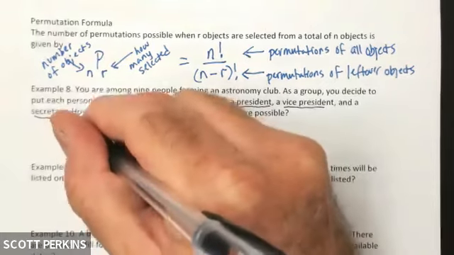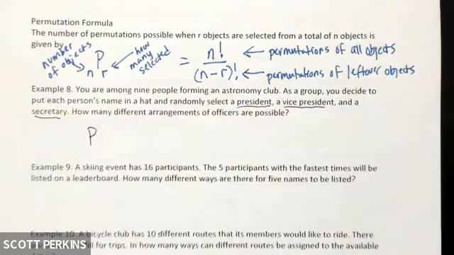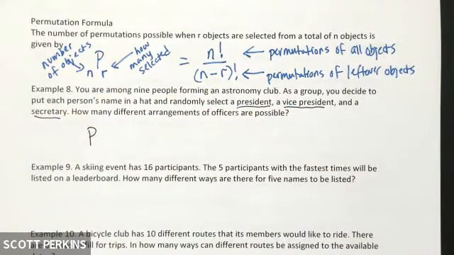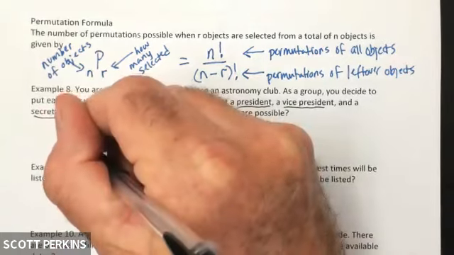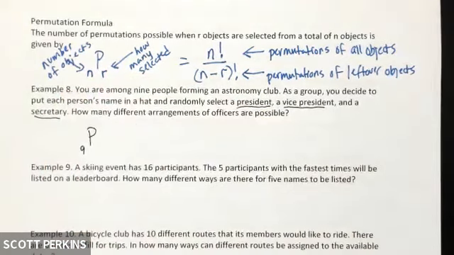So here we go. What we're being asked to do is find the number of permutations. How many total objects? 9. I know they're people, but I'm just calling them objects because we're doing math. Okay, I have 9 objects. How many am I choosing? I'm choosing 3.